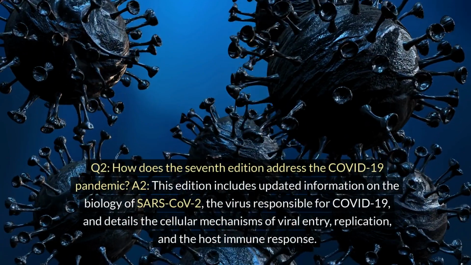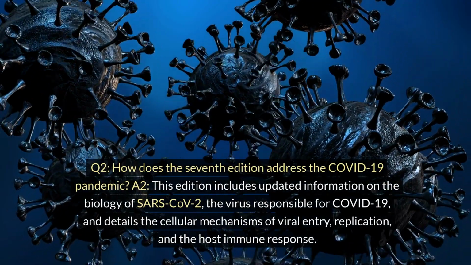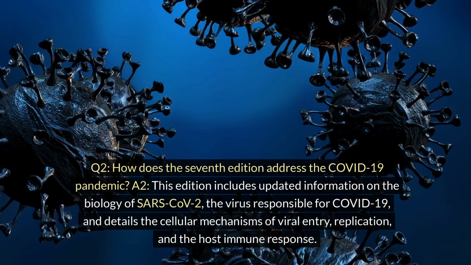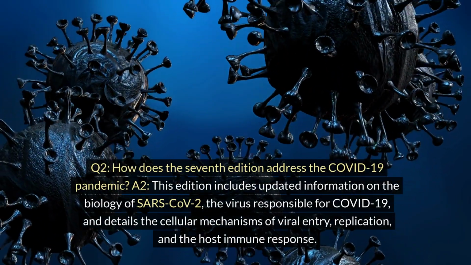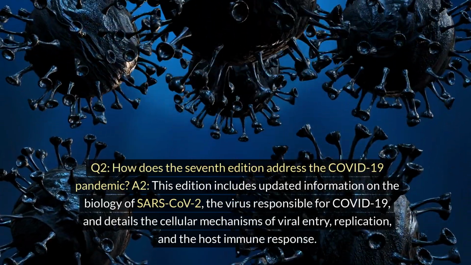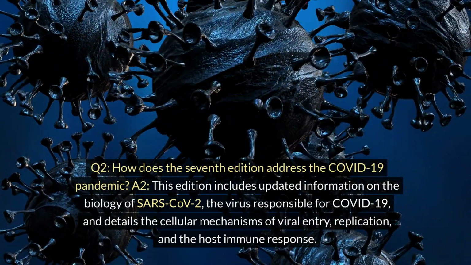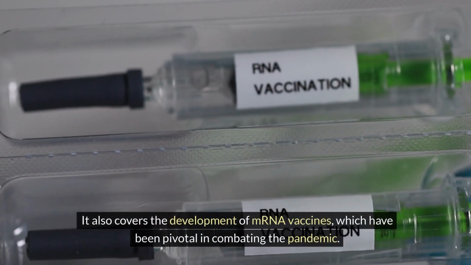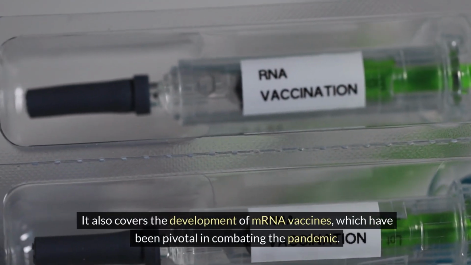Q2. How does the 7th edition address the COVID-19 pandemic? A2. This edition includes updated information on the biology of SARS-CoV-2, the virus responsible for COVID-19, and details the cellular mechanisms of viral entry, replication, and the host immune response. It also covers the development of mRNA vaccines, which have been pivotal in combating the pandemic.